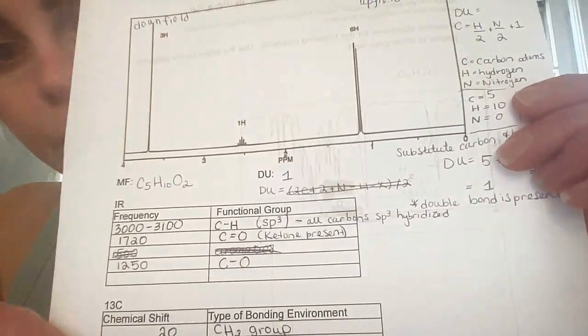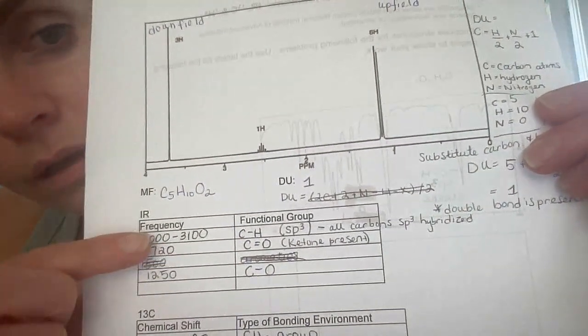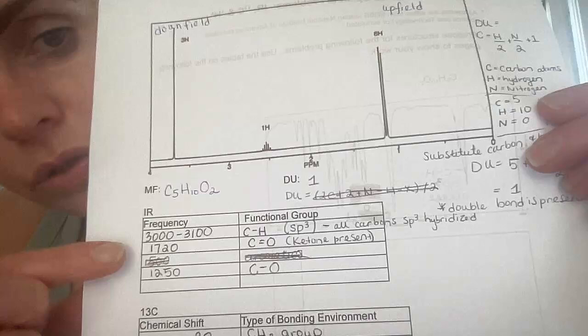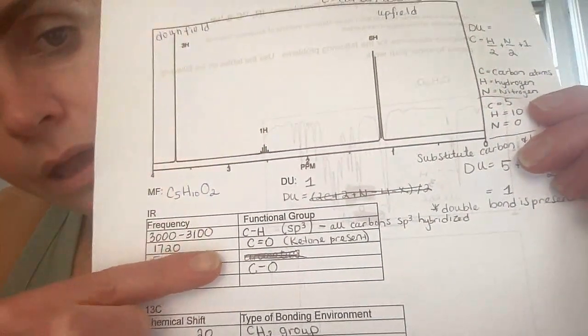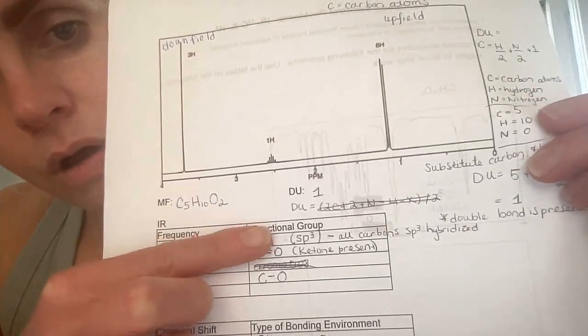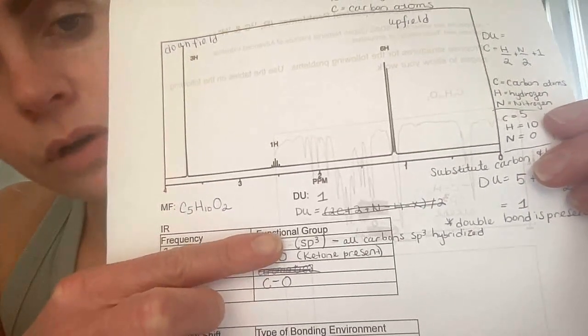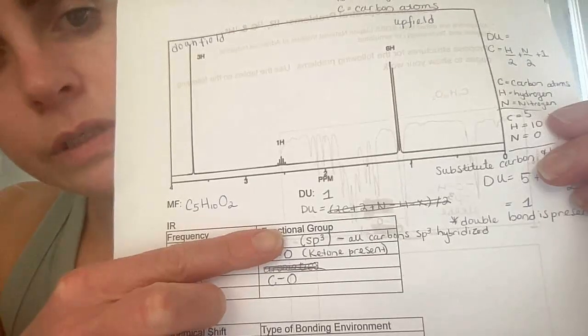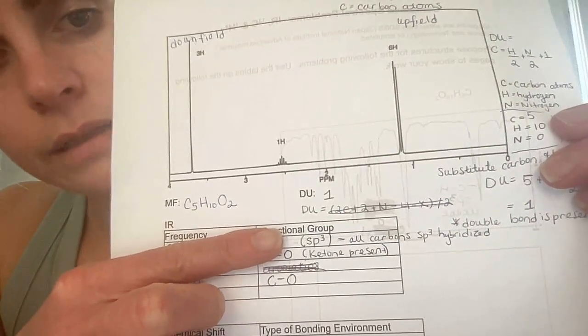All of this is referenced on the previous page here. I indicated the frequencies, which are all listed here, and then the functional groups, which are listed here. All of the carbons in the molecule are going to be sp3 hybridized.